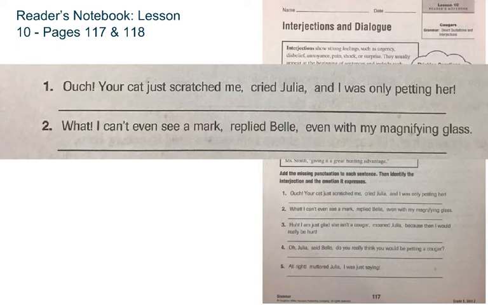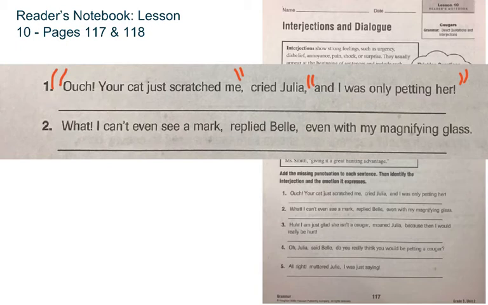So we can see that we have direct quotation there that's a split quotation because cried Julia is in the middle. So we need to go back and add in our quotation marks around what she actually said: "Ouch, your cat just scratched me." Then it's cried Julia, and her finishing piece of her speaking is, "and I was only petting her." And so you have to add your quotation marks right around that.